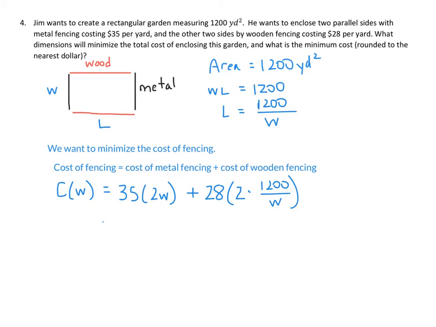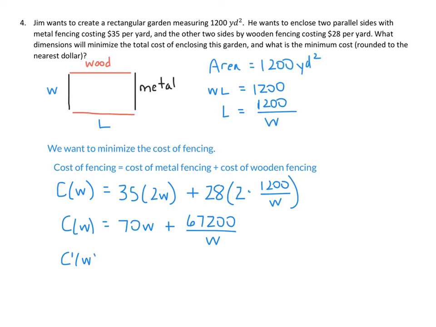Now simplifying this, we have 70W plus 28 times 2 times 1,200, which is 67,200, divided by W. So there's our cost function. What we want to do is minimize this cost function. To find a minimum, we need to find our critical values, and we find those by taking the derivative.